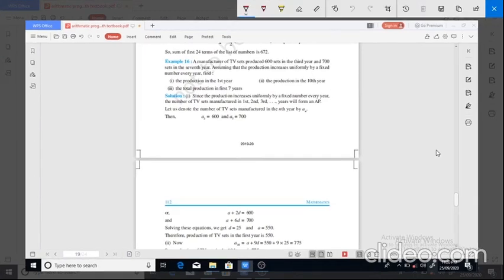Next, 16th question. A manufacturer of TV sets produces 600 sets in the third year. It means a3 equal to 600. 700 in the 7th year means a7 equal to 700. Assuming that the production increases uniformly by a fixed number every year.